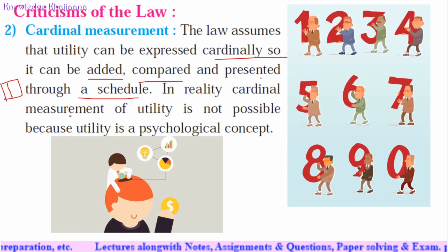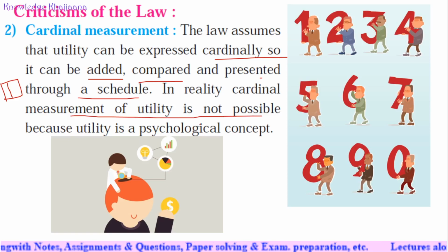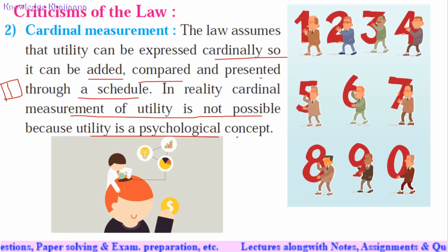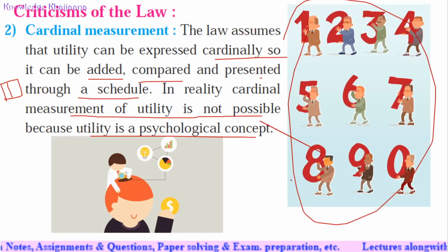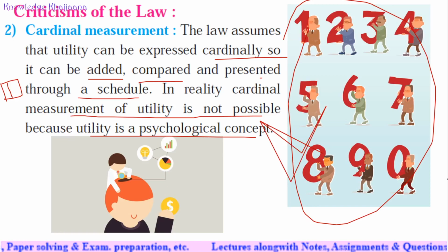In reality, cardinal measurement of utility is not possible because utility is a psychological concept. We may get higher utility, we may get lower utility, or we may not get any utility, or we may even get disutility from consuming something. So utility cannot be measured in numbers. It is a psychological, subjective concept. So the claim that utility can be measured in numbers becomes false. It violates reality, so it is a criticism.